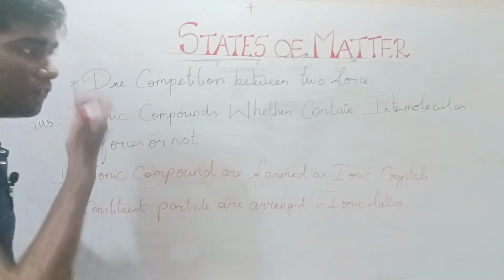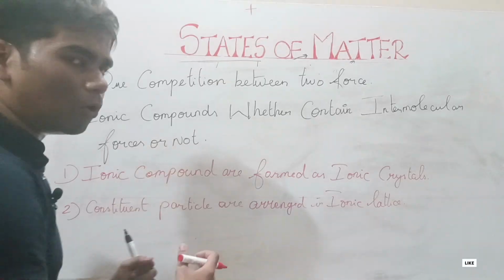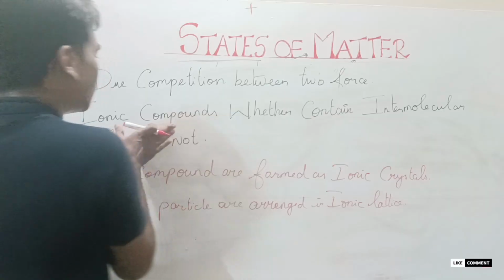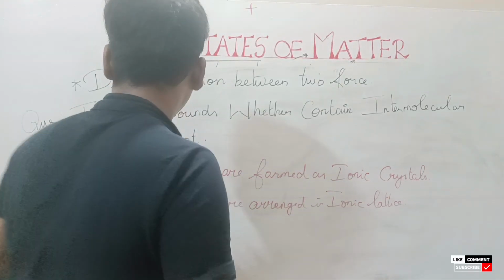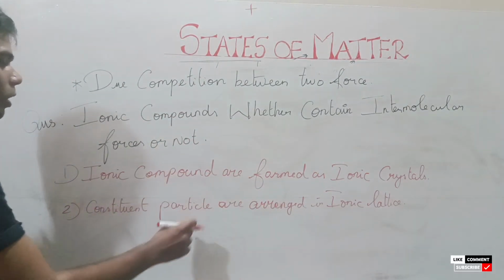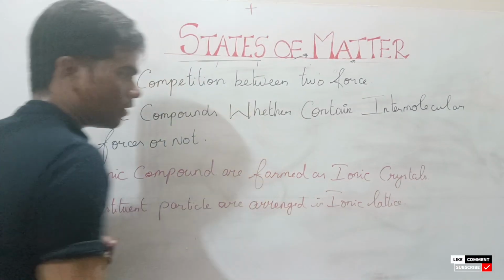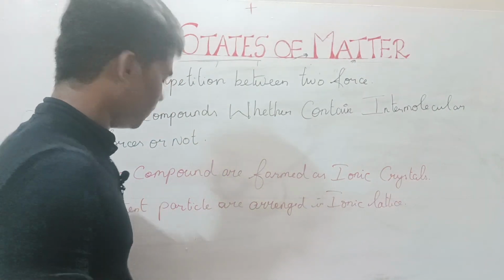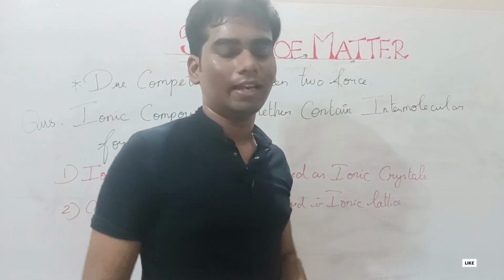So, as I said before, an intermolecular force is a very weak force. It can't hold that ionic molecule together for a very long time. So this ionic compound will never have an intermolecular force between them. Whenever you get this question, you should think properly and understand these two conditions. The first condition is that an ionic compound is formed as an ionic crystal, which is different from covalent compounds. The second one is that the constituent particles are arranged in an ionic lattice.